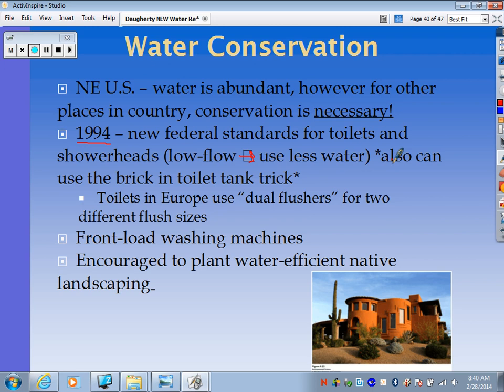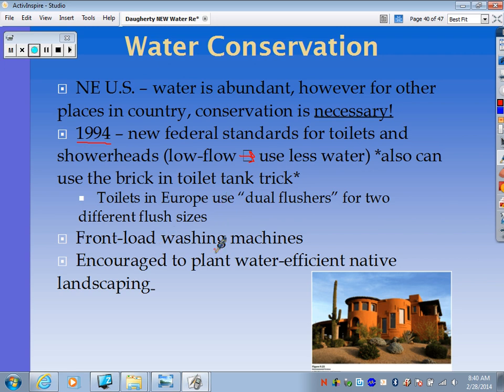You can also do the brick in the back of the toilet trick, which we talked about in class. You put the brick in the tank, and that's going to raise the water level. That's going to make it so that your toilet uses less water per flush. We said it's kind of a comfort thing. If you're okay with that, you can try it. Some toilets in Europe have dual flushers for two different flush sizes. If you only need a small flush, you push the small button. If you need a larger flush, you push the larger button.